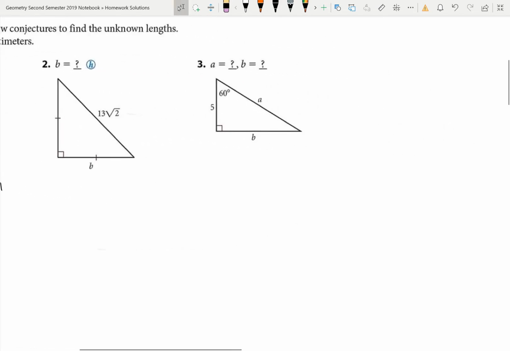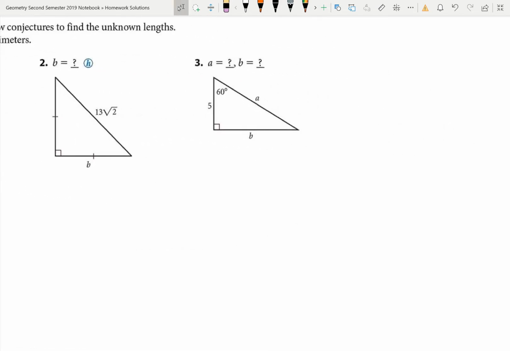Next, number 2. Looks like we also have an isosceles right triangle, and that's going to make both of these 13. B is going to be 13 centimeters. Since the length of the hypotenuse in this isosceles right triangle is 13 root 2, by the isosceles right triangle conjecture, the length of each of the legs is 13 centimeters, and so B must be 13.